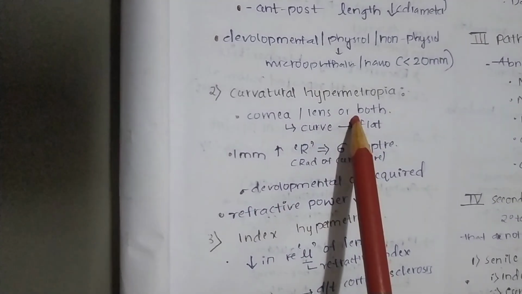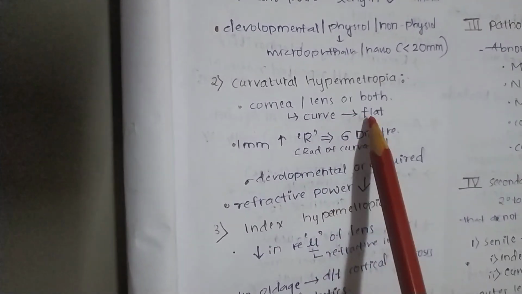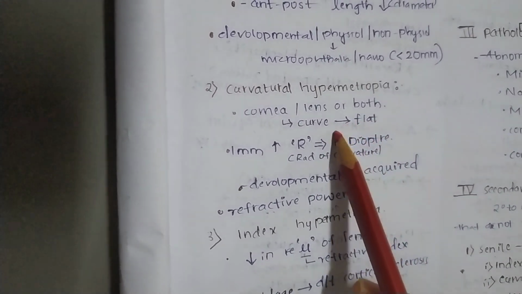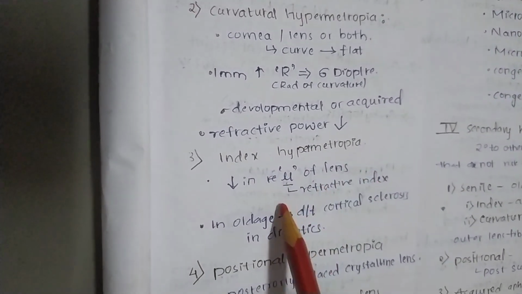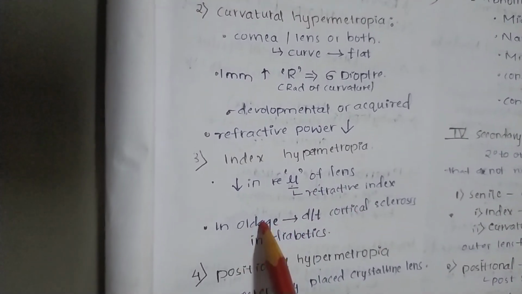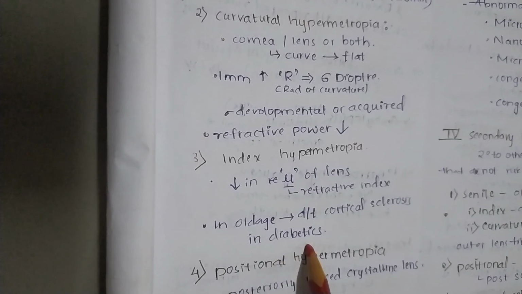Next, curvatural hypermetropia. What happens in these people is that in the cornea or lens or both, the curvature decreases. That means it becomes flat. So, a 1 millimeter increase in radius of curvature, or flattening, causes a defect of 6 diopters of lens. Next, index hypermetropia. In these people, the refractive index of the lens is decreased. It happens due to old age or in diabetes patients.